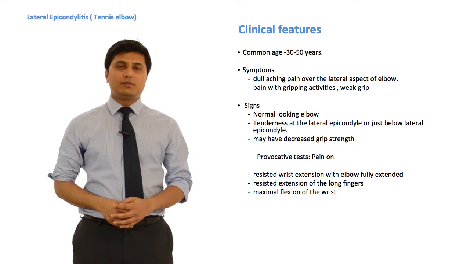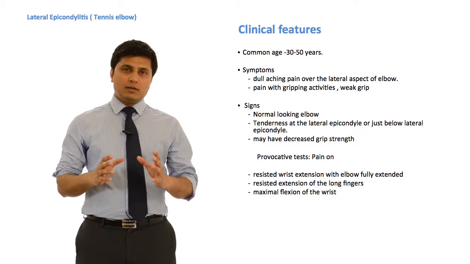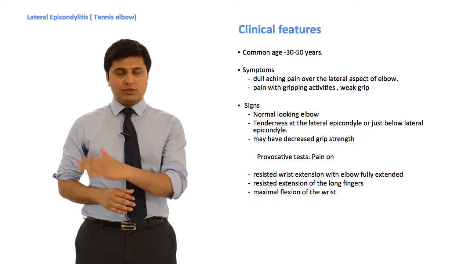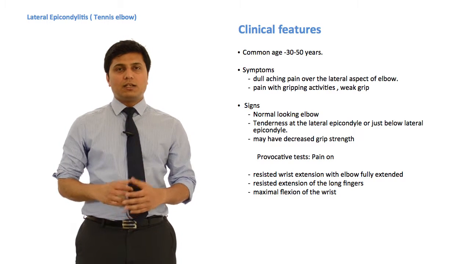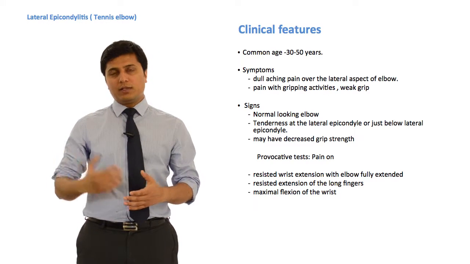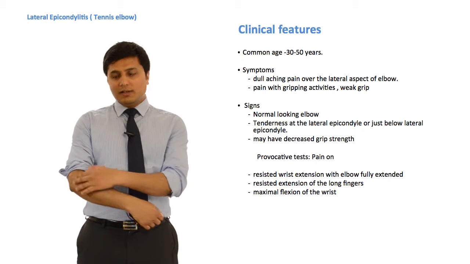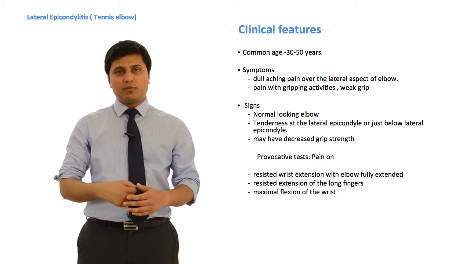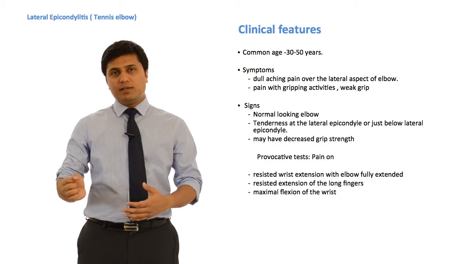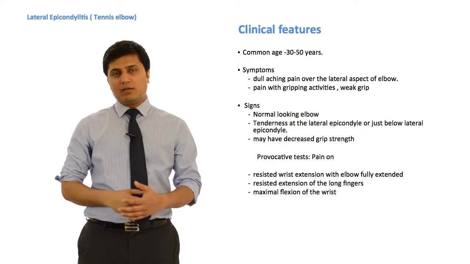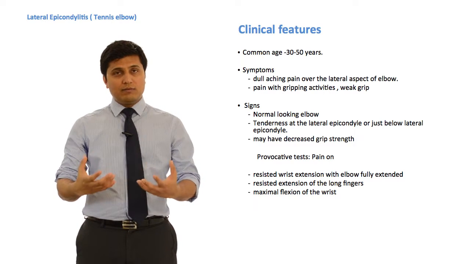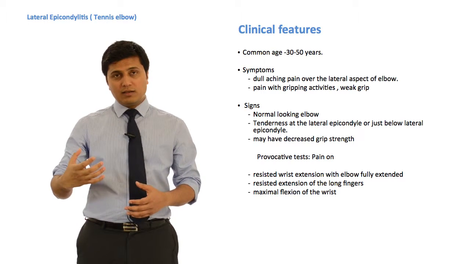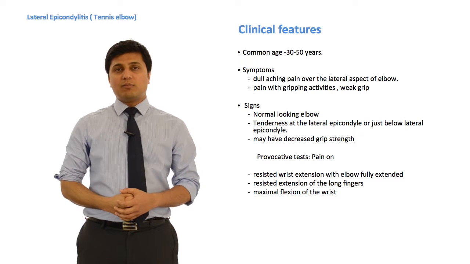Let's look into the clinical features of tennis elbow. This condition commonly affects people between 30 to 50 years of age. When they come to the clinic, they often report dull aching pain on the lateral aspect of the elbow. Often these symptoms are increased with repeated wrist extension movements, and sometimes they report weakness in the grip, and also sometimes they may report pain on gripping some objects as well.